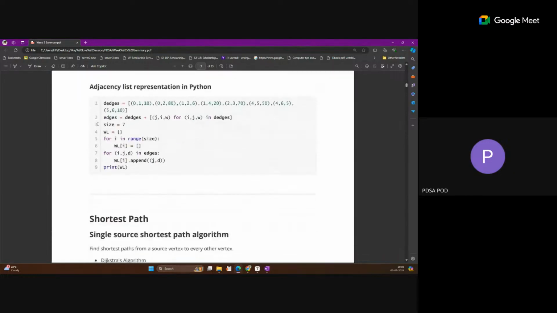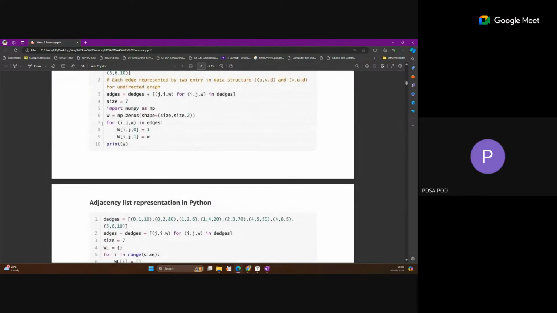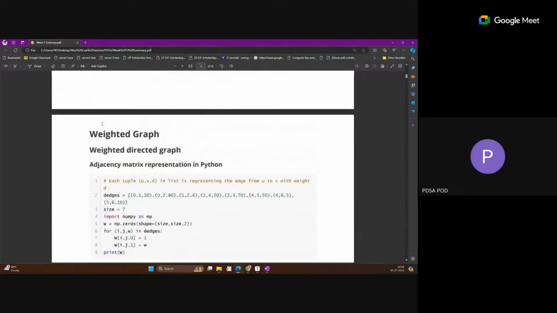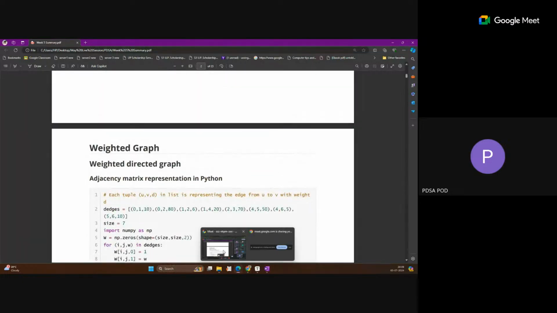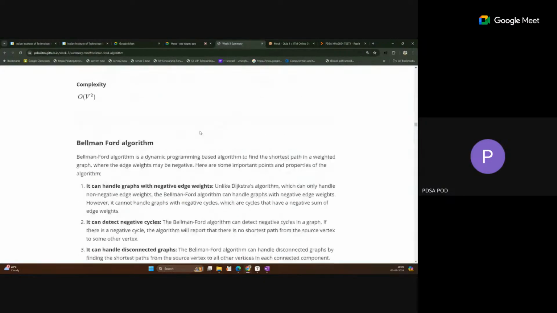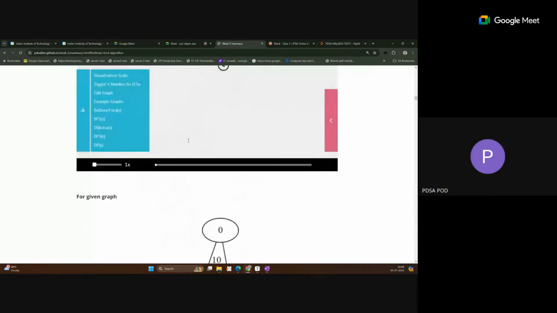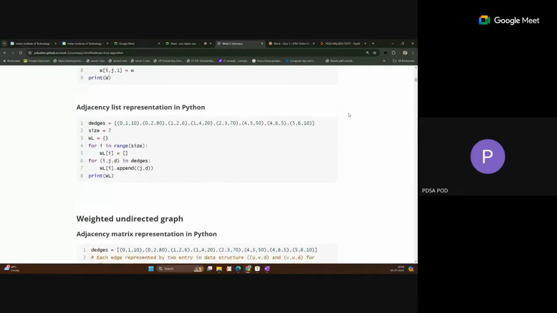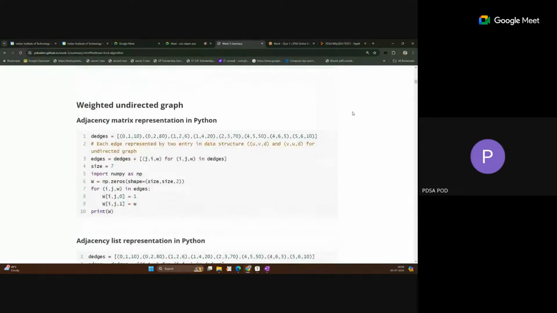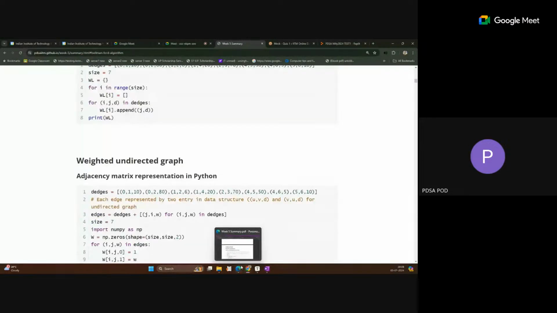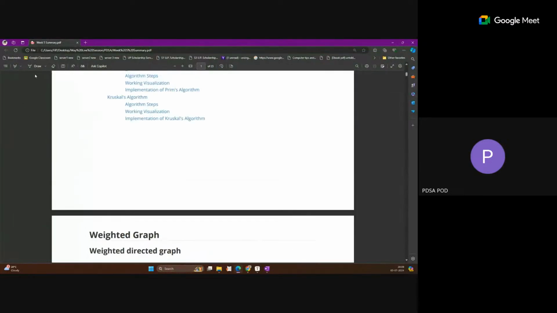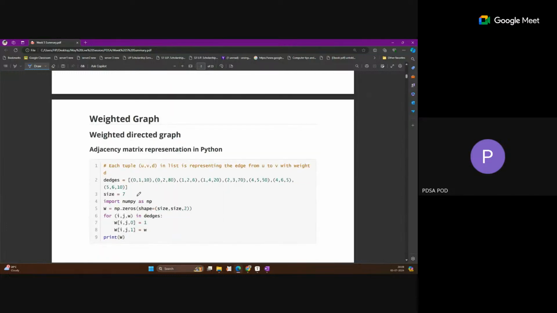So here, let me just show you one. Okay, there is no image. Why is this image not there? Let me open the site. Okay, no image is there. Fine.